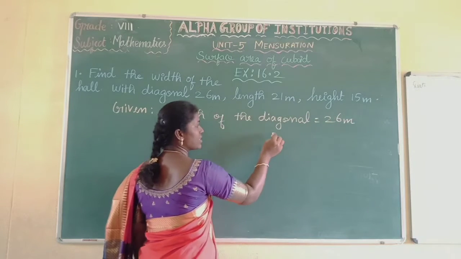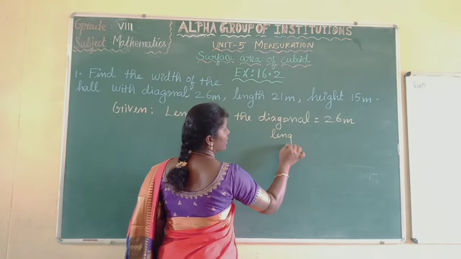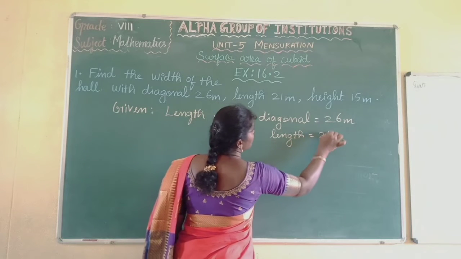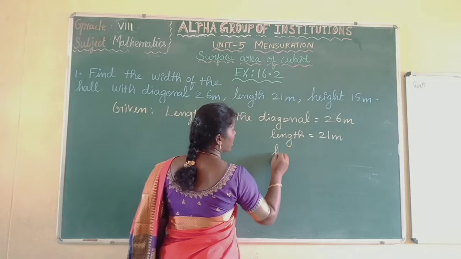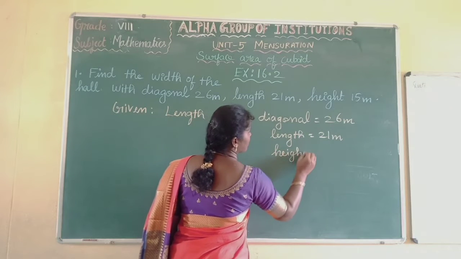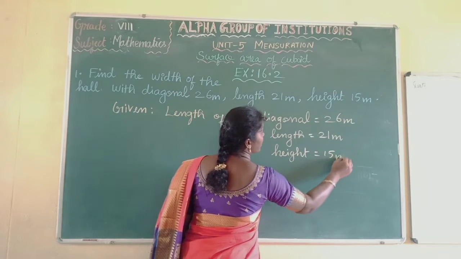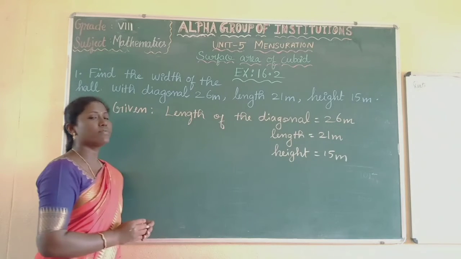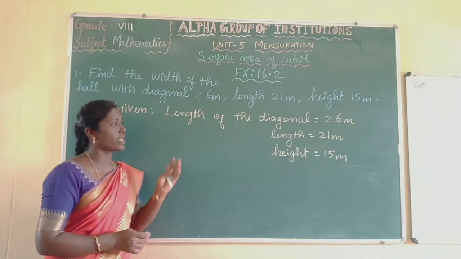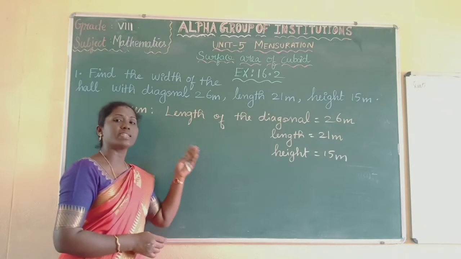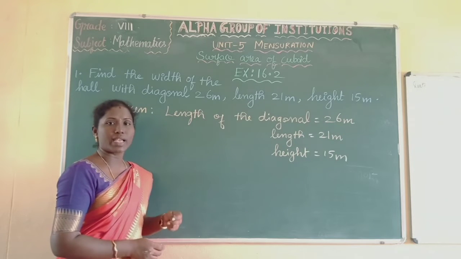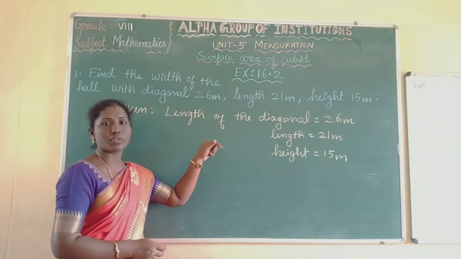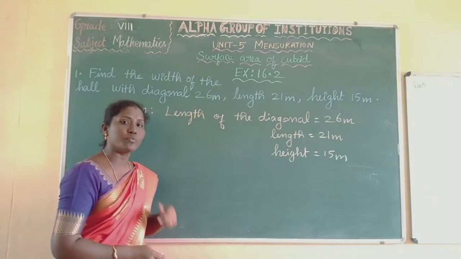And what are the other things given here? Length of the hall. Length is equal to 21 meter and height is equal to 15 meter. These are the things given in the question. Now we have to find the width of the hall. In the previous problem, they gave the length, height and width, and we found the length of the diagonal. Here the length of the diagonal is mentioned in the question. We have to find the unknown value, width.